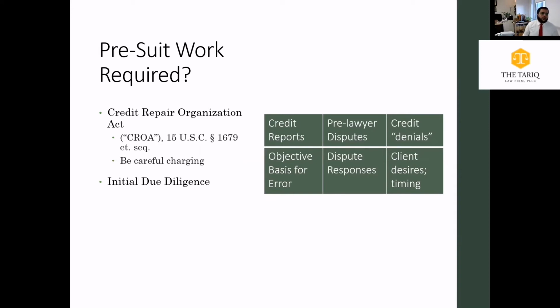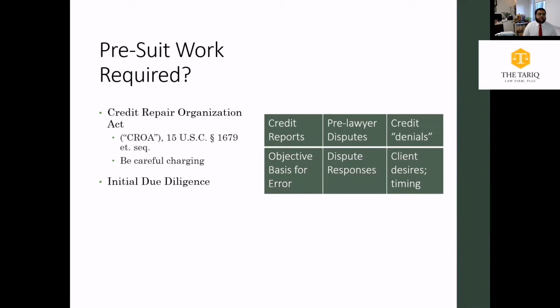And so all of this pre-suit work, all of this pre-suit credit or help with the credit reports is governed by the Credit Repair Organizations Act, CROA. And for people who are in the credit repair industry, this is the federal law that governs their conduct. And it's really important to be careful of charging money because there are a lot of restrictions in CROA.